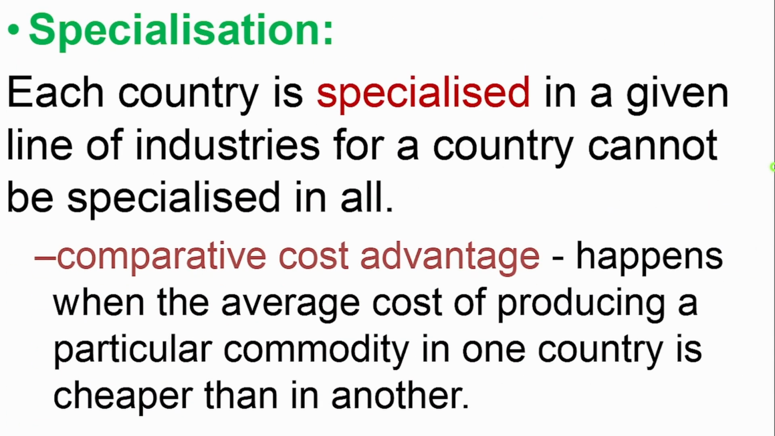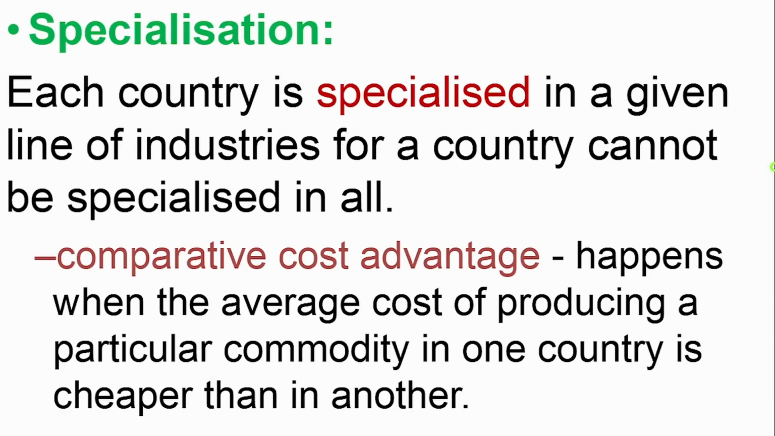The other point is that there's specialization. Some countries become specialized in certain goods or services. You will not find a country that is going to specialize in everything. And because of that, we find ourselves trading with countries that are good in producing this. Now, there's a term that we find when we're talking about this point, and that is comparative cost advantage.